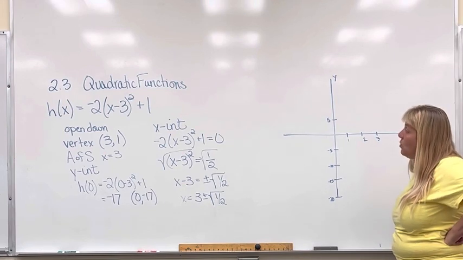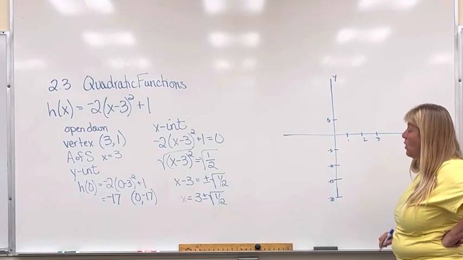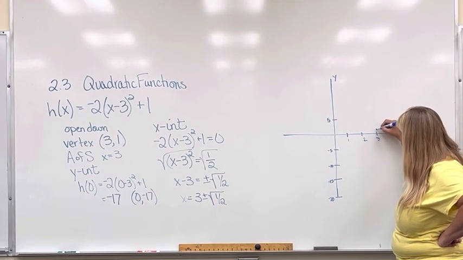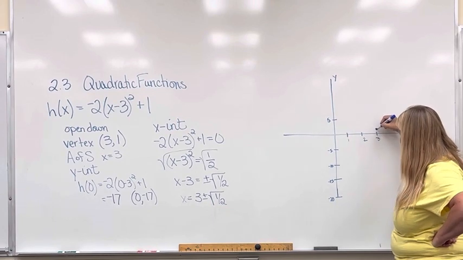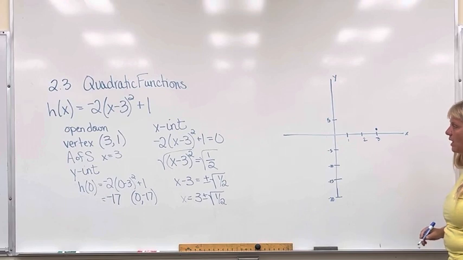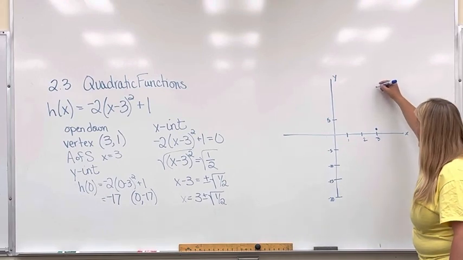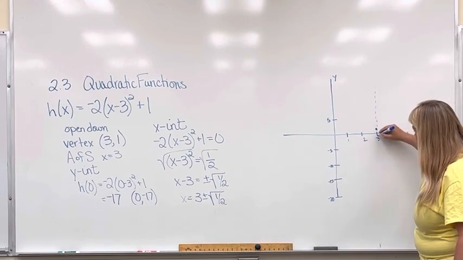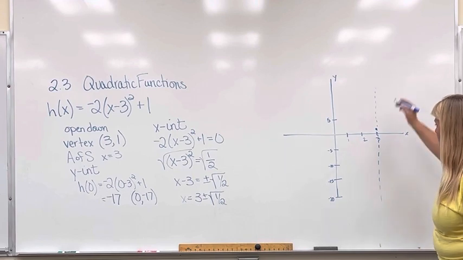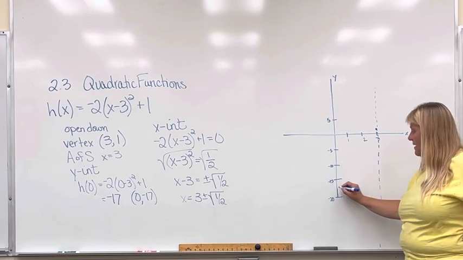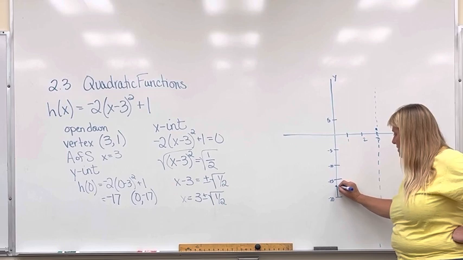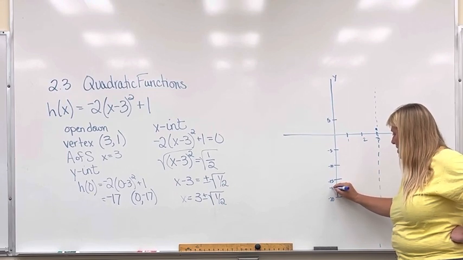Okay, so we've got our vertex of (3, 1). So we're going over 3 and we're coming up 1. So if that's 5, then we'll say 1 is right about there. Okay. And then we have that axis of symmetry coming back down, and I can't draw a straight line through the point to save my life, but go with it. And then we have our y-intercept at negative 17. So we'll say negative 17 is maybe about there.